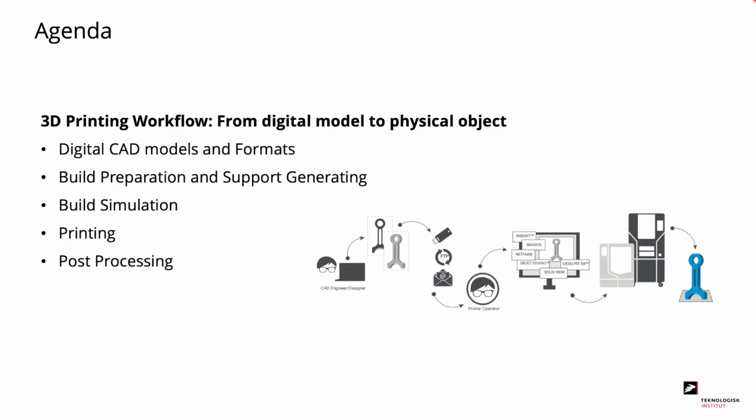In this chapter we're going to look at the workflow in 3D printing. We're going to look at CAD models and formats that can be used for 3D printing. We're going to look at build preparation and support generation. Then we will cover build simulation of the process. We're going to look at the printing process itself. And finally we have post-processing.